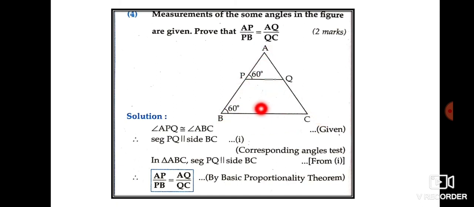In here you can say angle APQ is congruent to angle PBC because both are 60 degrees. But these are corresponding angles. So we can say that line PQ is parallel to BC. So we write PQ parallel to BC, corresponding angle test. So in a given triangle, if one line is parallel to one side, that means AP upon PB is equal to AQ upon QC. The sum could be asked for 2 marks in the exam.